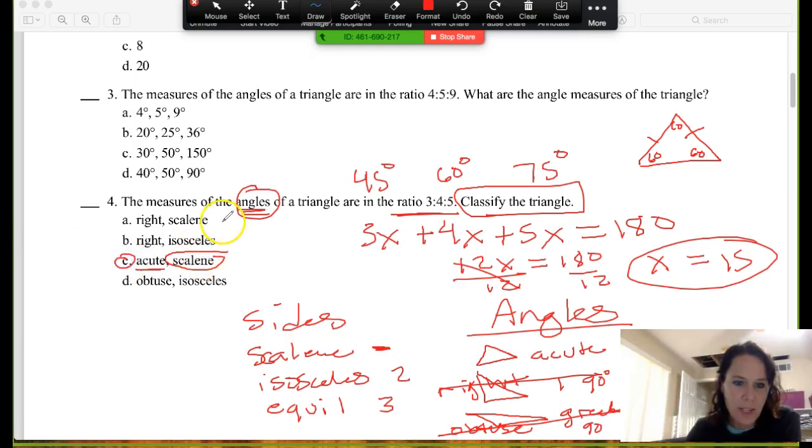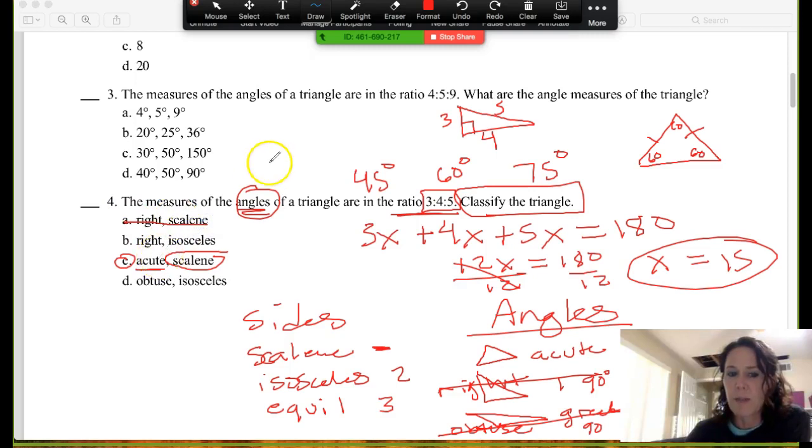I actually looked at the answer key and they said it was a right triangle and it was scalene, and that's not correct. I believe it's because they looked at this initially and went 3, 4, 5. If those were the lengths of the sides of a triangle, then you would have a right triangle based on the Pythagorean theorem. If this was a 3, 4, 5 for the side lengths, you would have to have a right triangle because 3 squared plus 4 squared equals 5 squared. So I fixed that on the answer key. It has to be this one because they were talking about angles, not sides.